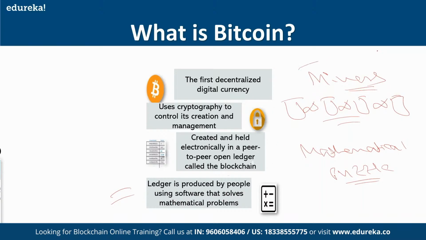As a miner, you need to use a mining software from which you can do mining, and you need to solve the mathematical puzzle which is provided by the Bitcoin software. Whoever wins that puzzle very quickly will be eligible to create the block inside the blockchain. That's it. That is how the blocks are created inside the blockchain with the help of the miners. So this is all about your Bitcoin.